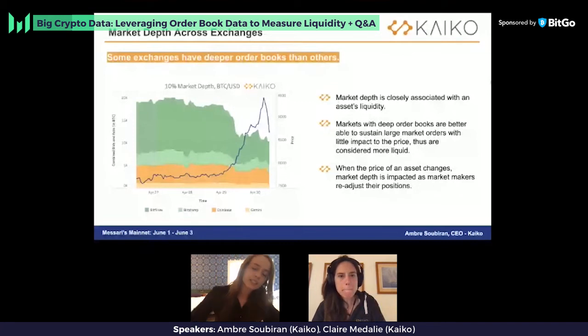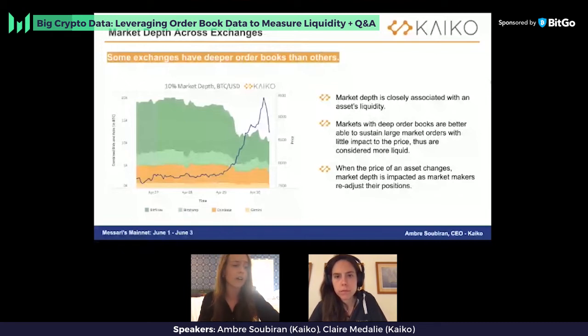So as you can see in this chart, you can also see how as the price changes, which is the blue line, market depth adjusts. We can observe here that as the price rose, market depth actually declined on the BTC market. So why did this happen? Market orders generally increase during a price rally or crash, which means that market makers who are supplying liquidity to these order books must readjust their positions.